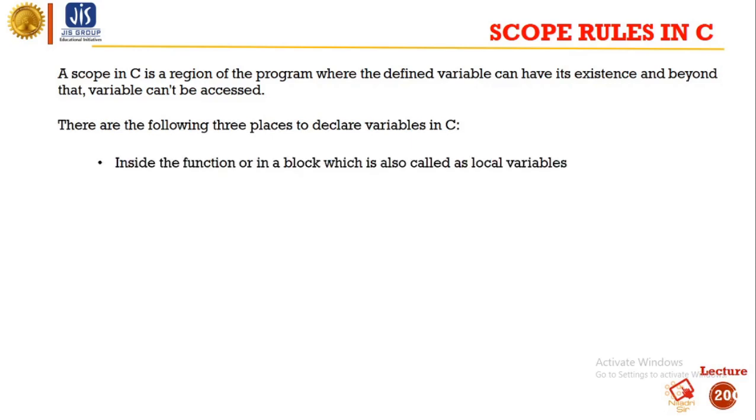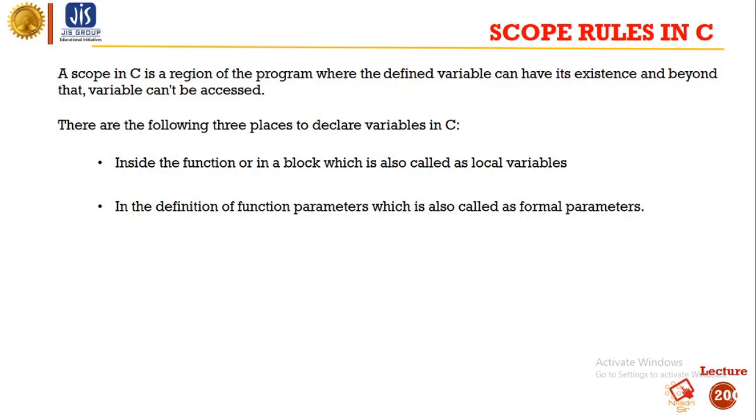There are the following three places to declare variables in C. Number one is inside a function or in a block, which is called a local variable. The second one is in the definition of function parameters, which are called formal parameters. And the third one, we can define outside of all the functions, which is called a global variable.